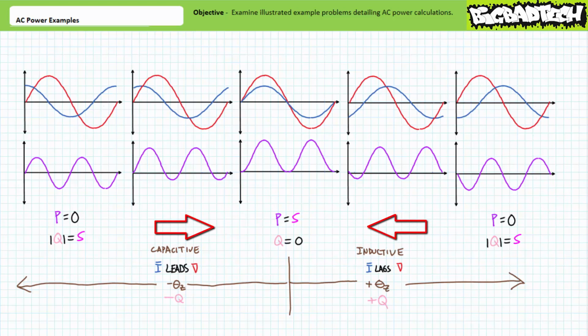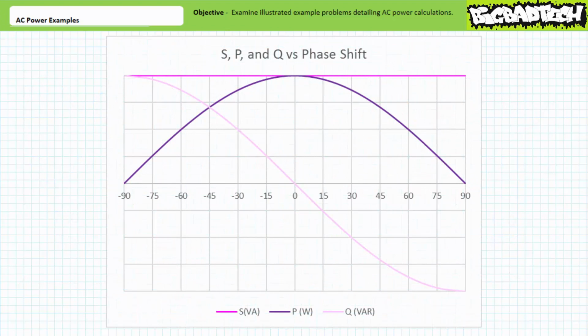Conversely, as current becomes more in phase with voltage, more of apparent power is directed towards real power because less of it will be directed towards a reactive interchange. A general purpose graph of apparent, real, and reactive power illustrates how the degree of phase shift between voltage and current affects how apparent power is apportioned between real and reactive power.